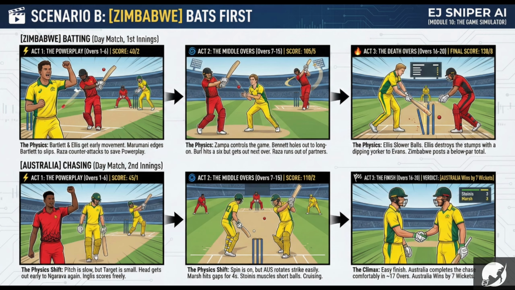Act 2, the cruise control. Australia walks out to chase a small total. But watch closely. Even in a small chase, Travis Head fails again. Ngarava gets him early. This proves the red zone theory is permanent.